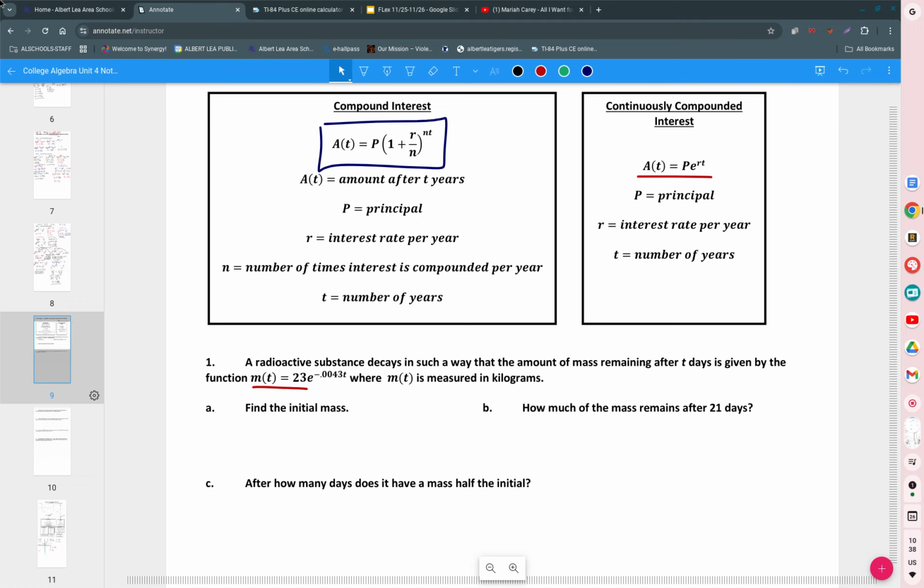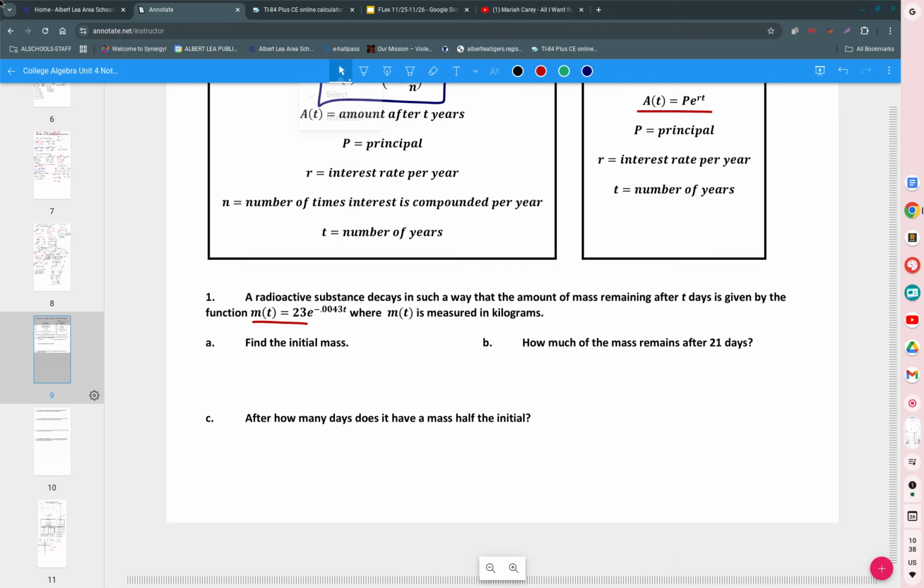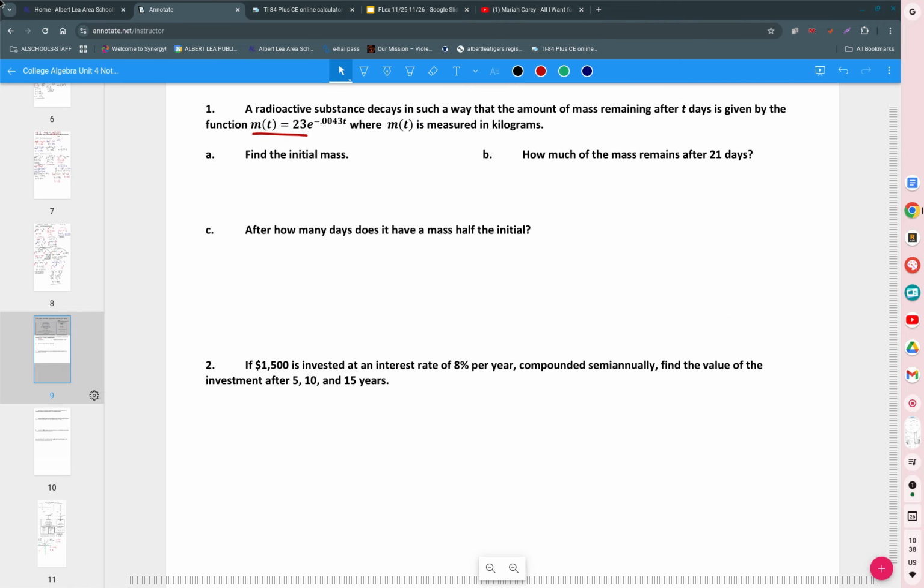Radioactive substances don't wait for the end of the week. It's not like, okay, it's Sunday, the football game just happened, now I'll start decaying. They decay all of the time. So the first question is find the initial mass, or the mass at time equals 0. So I'm just going to plug in 0 for T. And I have 23 times E to the negative 0.0043 times 0.